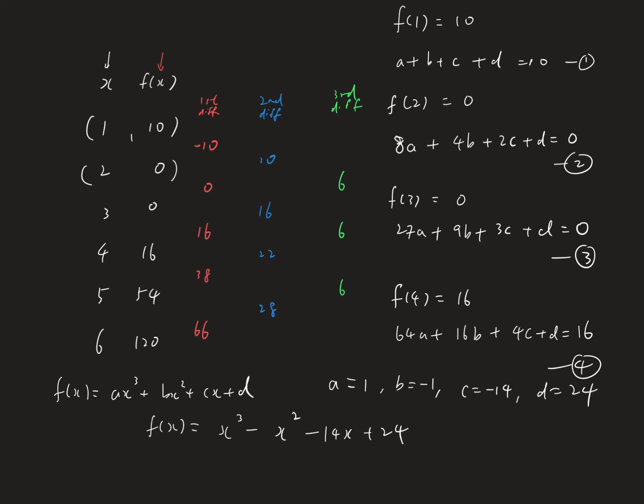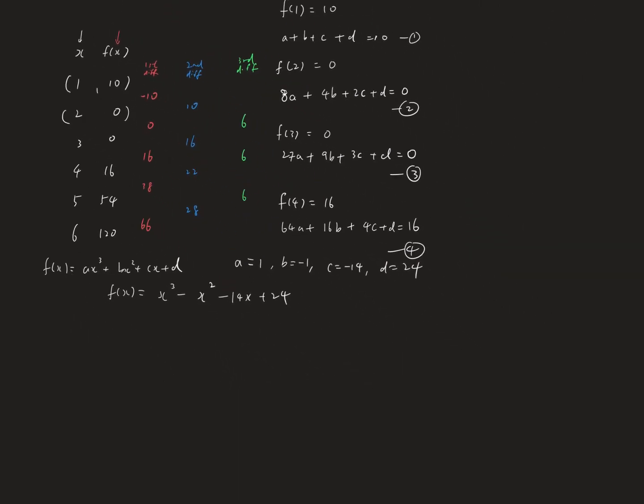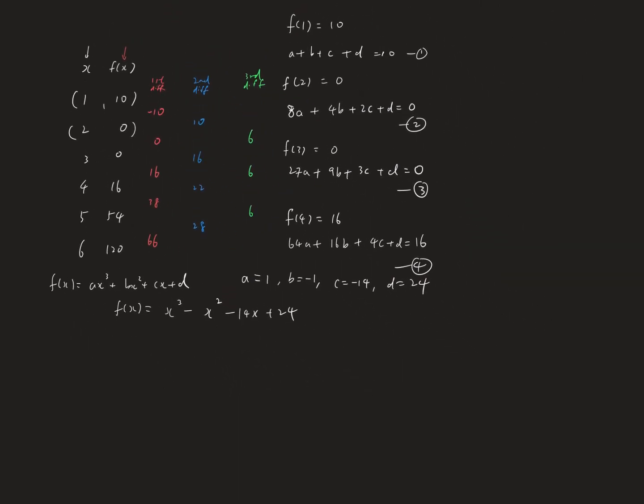Basically, we can just check if the answer is valid. For example, we put f(3) inside, and then we get 27 minus 9 minus 14 times 3 plus 24 equals 0, correct? For example, when we go to f(5), we have 5 cubed minus 5 squared minus 14 times 5 plus 24. I put it into my GDC to see if we can get the answer. So 125 minus 25 minus 14 times 5 plus 24. Yes, the answer is 54, which is correct as well.